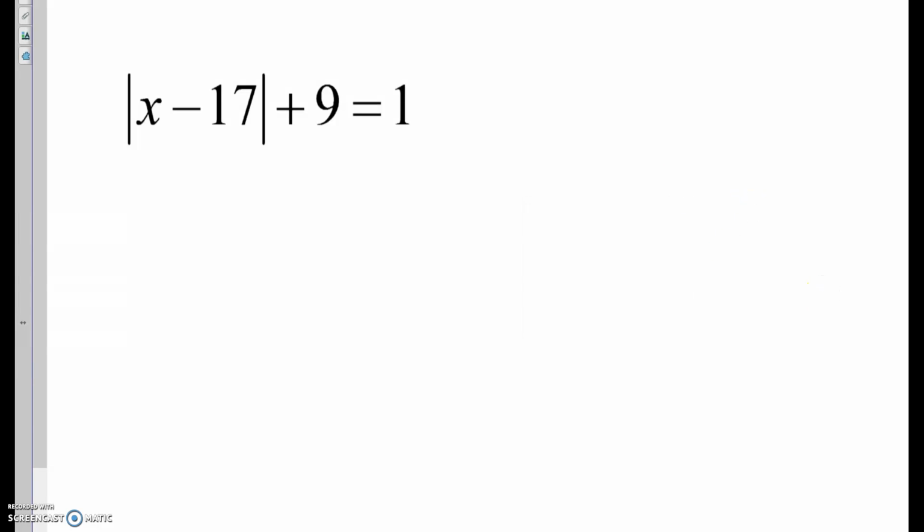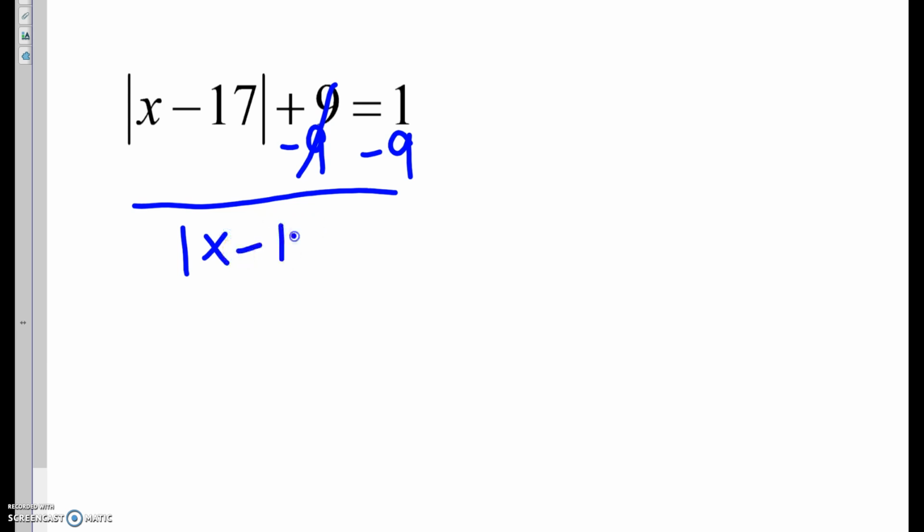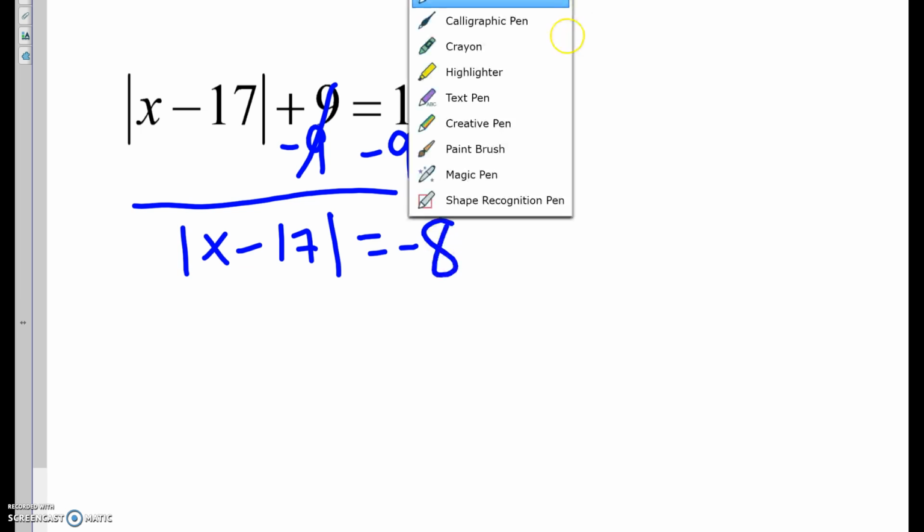Hey guys, so looking at this example, the first thing I would need to do is isolate my absolute value expression. So when I subtract 9 from both sides, I am left with the absolute value of x minus 17 is equal to negative 8.